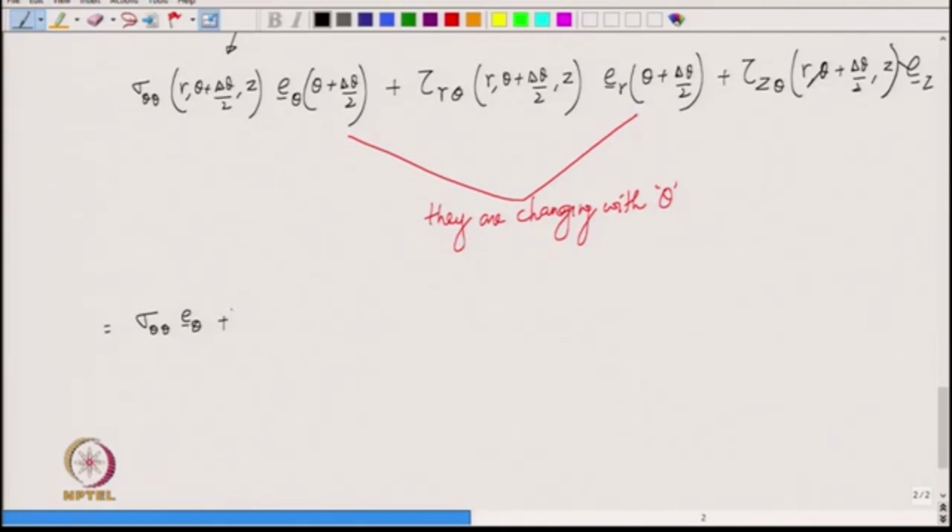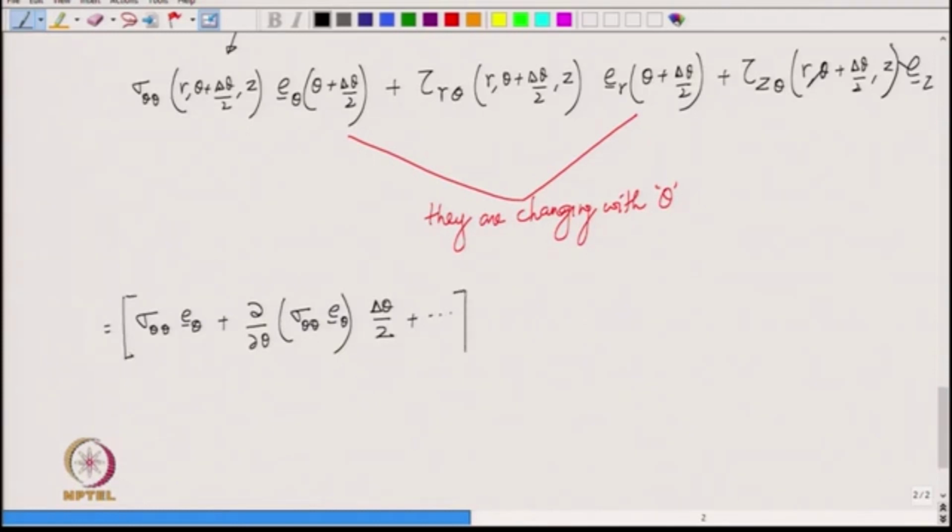And here, because sigma theta theta and E theta both are changing, we will have to take the derivative of both of them, is not it, and we can do it together. So, we would say it is plus del by del theta of sigma theta theta into E theta times delta theta by 2 plus the higher order term. Okay.